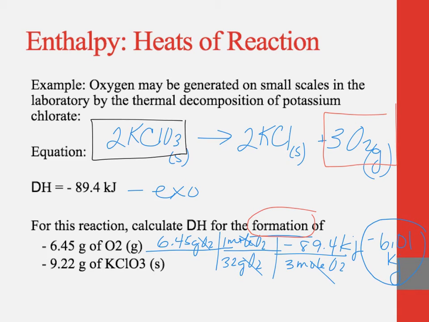So I'm forming potassium chlorate. Therefore, it is the reverse reaction. Remember, the magnitude is the same, but the sign is opposite in the reverse reaction. So for this one, I need to use positive 89.4 kilojoules. So I'm starting with 9.22 grams of KClO3. I know that 1 mole has a gram formula mass of approximately 122.5 grams.